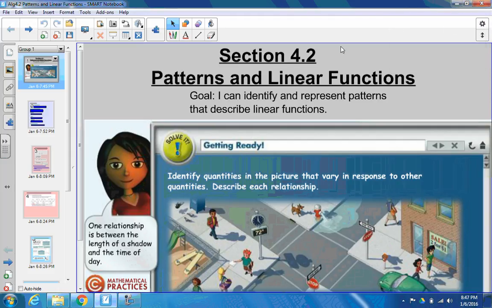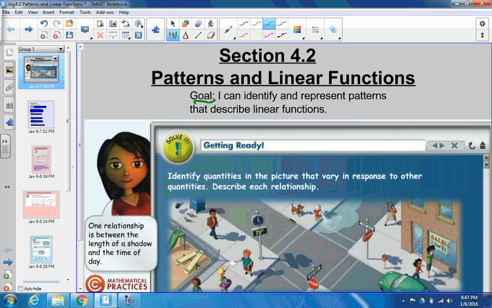Now, if you remember from last section, the first section in chapter 4, we dealt with graphs and how to look at graphs and figure out things about graphs, and then how to make graphs based off of situations. We're going to continue with some things with graphs, but our goal today is focusing on a couple things. So write down the goal, please. I can identify and represent patterns that describe linear functions.